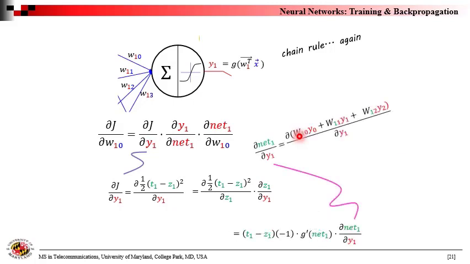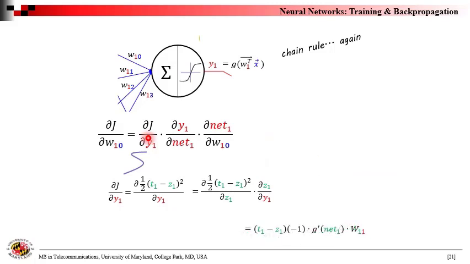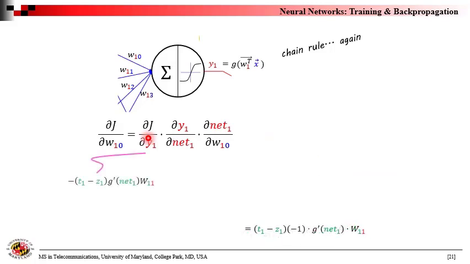This other term is going to be the derivative of the weighted sum with respect to a particular hidden node output. Again, this is a linear combination of stuff. So taking the derivative with respect to one of them is just going to be whatever weight is multiplying that term. So in this particular case, it's going to be W11, and it's always going to be like that, and that's a good thing. So now we have the partial derivative of the cost with respect to y1. We have an expression for it.